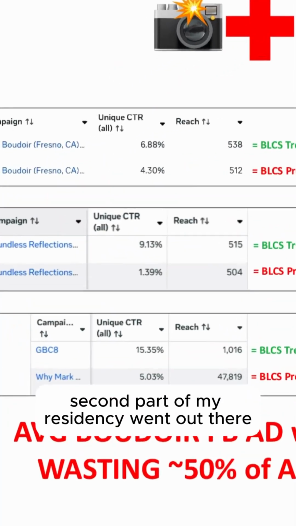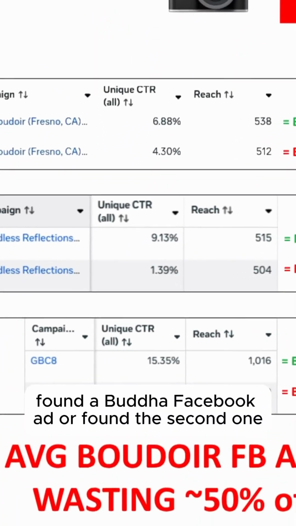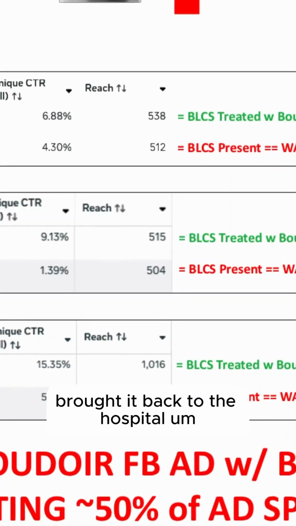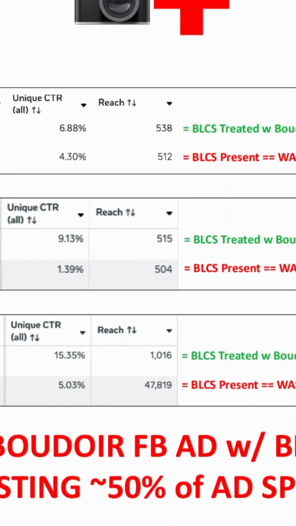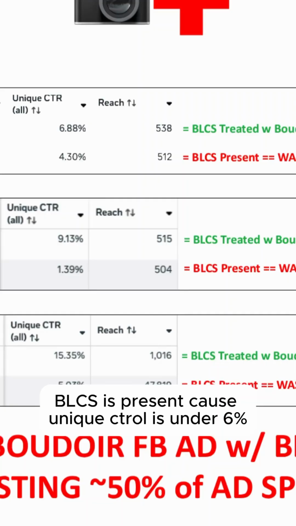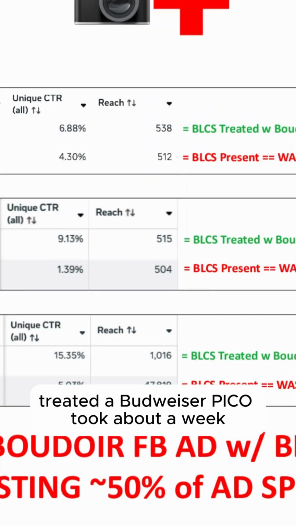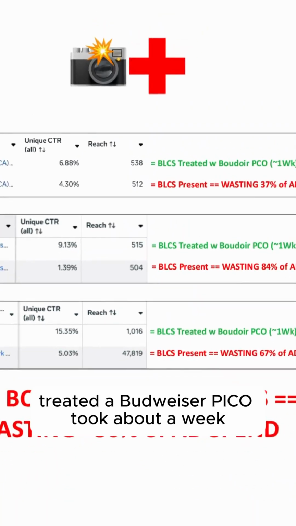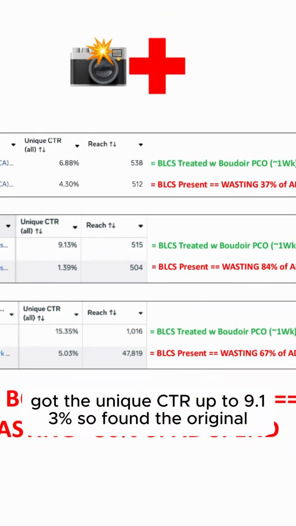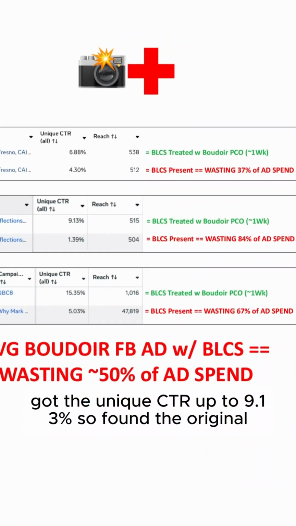Second part of my residency, I went out there, found a second Boudoir Facebook ad, brought it back to the hospital, tested it, and found its unique CTR was 1.39%. So we know BLCS is present because unique CTR is under 6%. We duplicated it and treated it with Boudoir Pico. It took about a week. We got the unique CTR up to 9.13%.